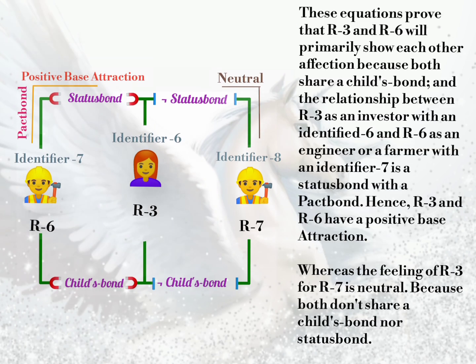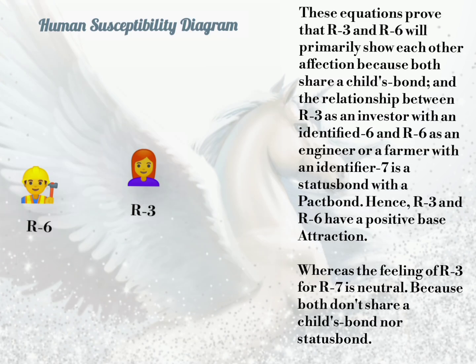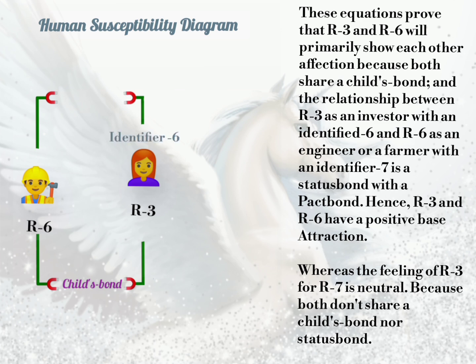These equations prove that R3 and R6 will primarily show each other affection because both share a child's bond, and the relationship between R3 as an investor with an identifier 6 and R6 as an engineer or a farmer with an identifier 7 is a status bond with a pact bond. Hence, R3 and R6 have a positive base attraction.